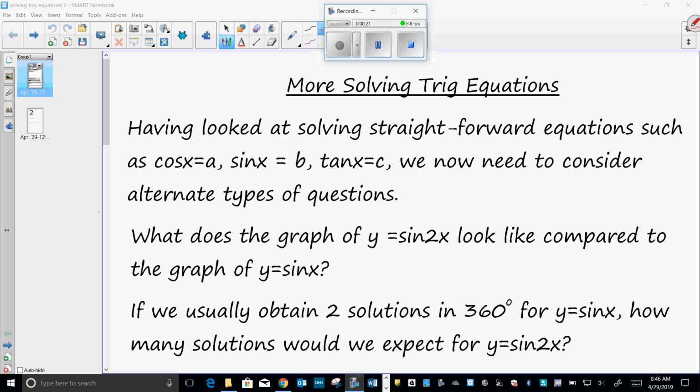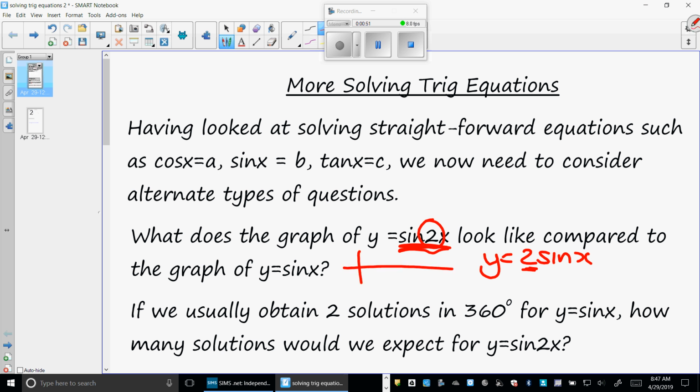Do we remember what the graph of sin 2x looks like compared to sin x? It's actually compressed. Your initial gut reaction was talking about 2 sin x. Because this number here changes the, what's it called? The amplitude. Good. But for sin 2x, that's the one that changes the period.